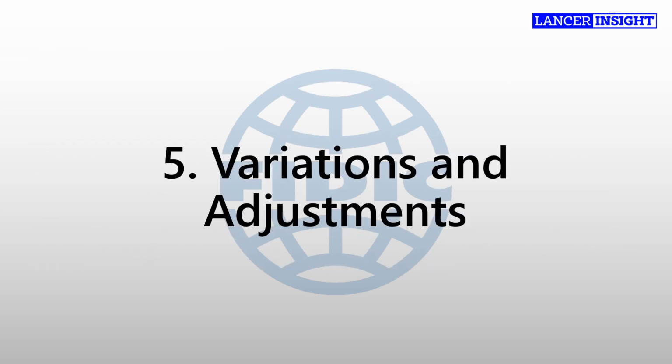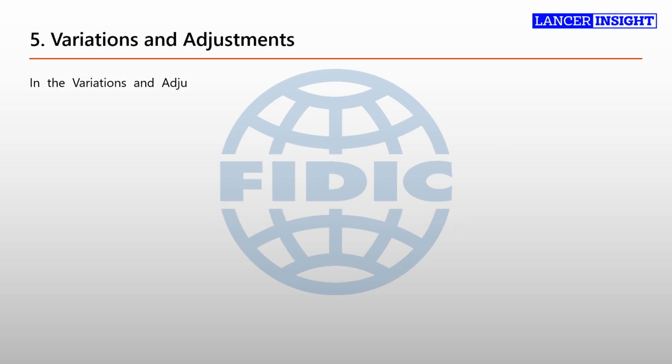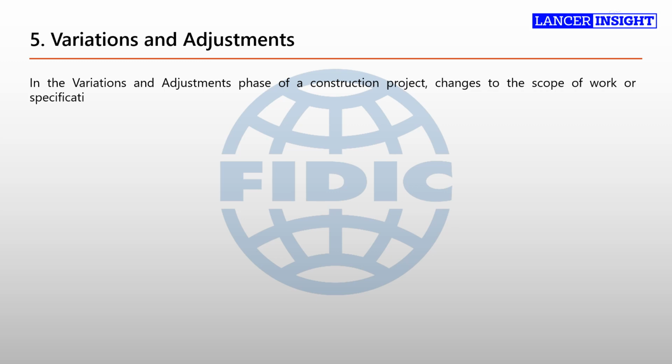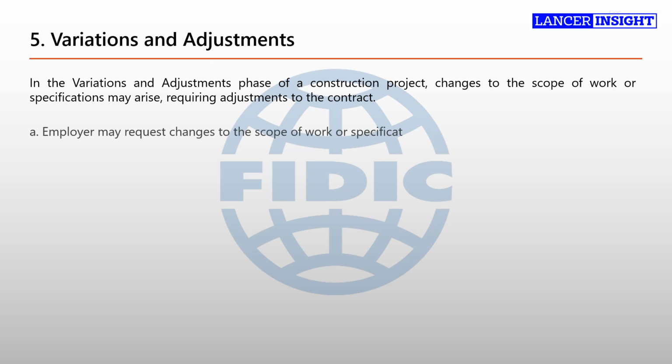Let's now discuss the variations and adjustments phase. In the variations and adjustments phase of a construction project, changes to the scope of work or specifications may arise, requiring adjustments to the contract. Here is an explanation of each activity. A. Employer may request changes to the scope of work or specifications through variation orders.